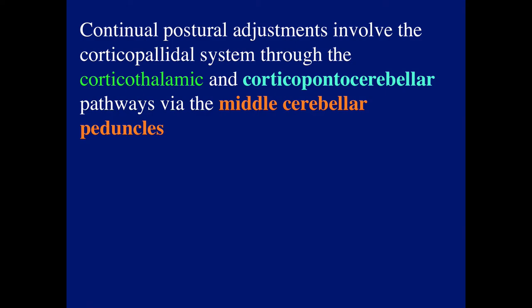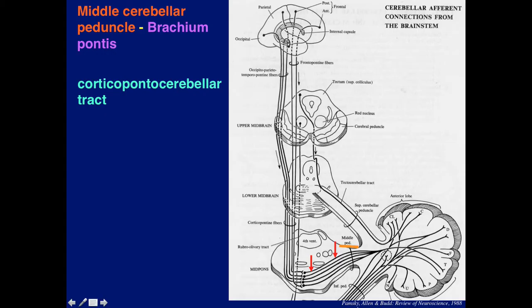Continual postural adjustment involves the corticothalamic and the corticopontocerebellar pathways, which pass via the middle cerebellar peduncle. And here we have the fiber tracts, a huge number of them going to the middle cerebellar peduncle to continue on the opposite side towards the cortex.